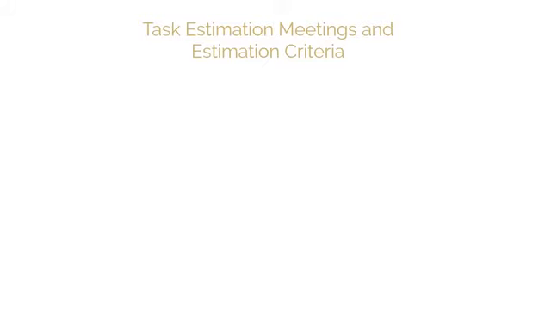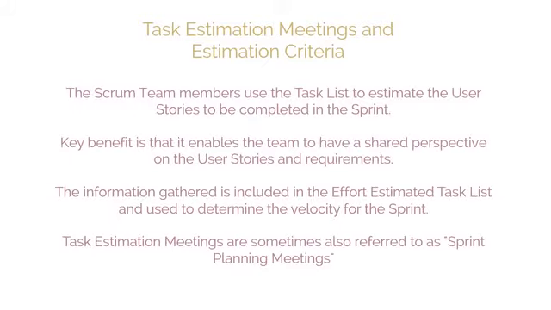In task estimation meetings, the Scrum team members use the task list to estimate the duration and effort for the user stories to be completed in the sprint. One of the key benefits of this technique is that it enables the team to have a shared perspective on the user stories and requirements so that they can reliably estimate the effort required. The information gathered in the task estimation meetings is included in the Effort Estimated Task List and used to determine the velocity for the sprint. Task estimation meetings are sometimes also referred to as sprint planning meetings.